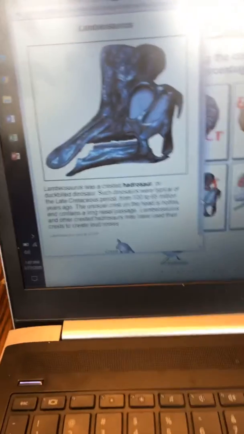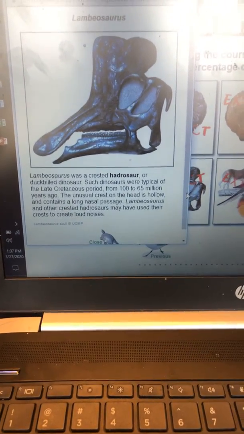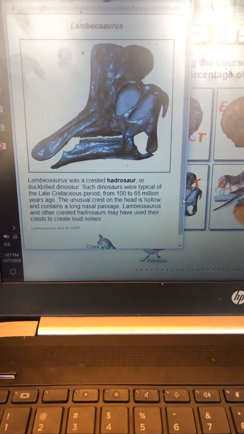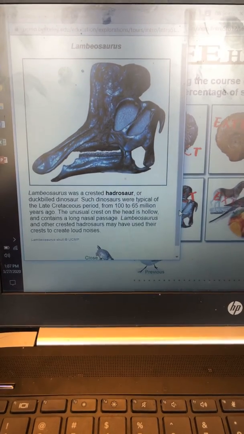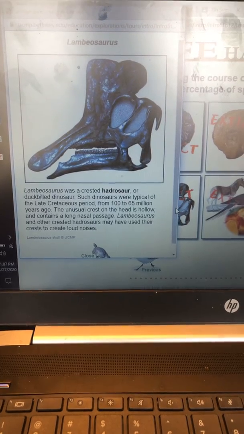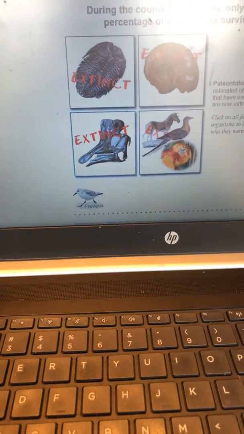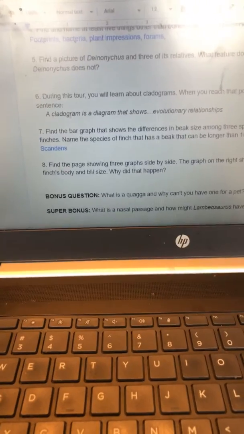Lambeosaurus was a crested hadrosaur, or a duck-billed dinosaur. Such dinosaurs were typical of the late Cretaceous period from 100 to 65 million years ago. The unusual crest of the head is hollow and contains a long nasal passage. Lambeosaurus and other crested hadrosaurs may have used their crest to create loud noises. So what was that long nasal passage for? Creating loud noises.